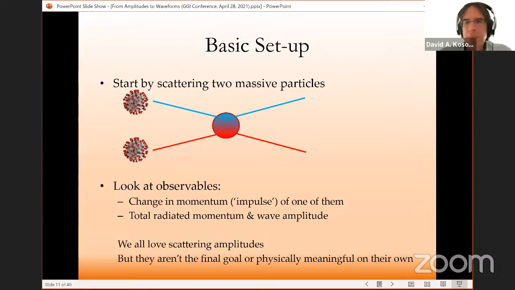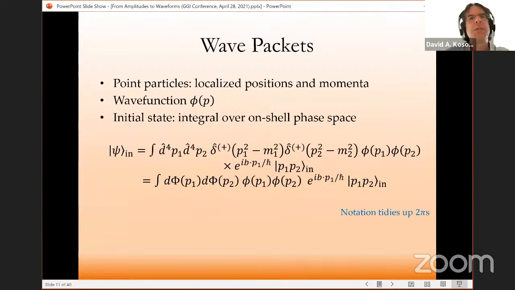One thing we have to keep in mind is that we all love scattering amplitudes, but they're not the final goal or physically meaningful on their own. And I'll come back and make a few more comments in that direction in a few minutes. First thing we have to understand is how to build our states that we're going to scatter. And again, we're going to work here entirely in the above threshold in the scattering domain.